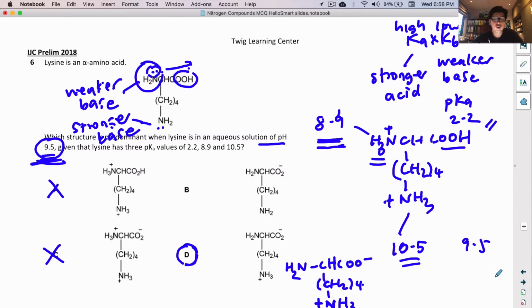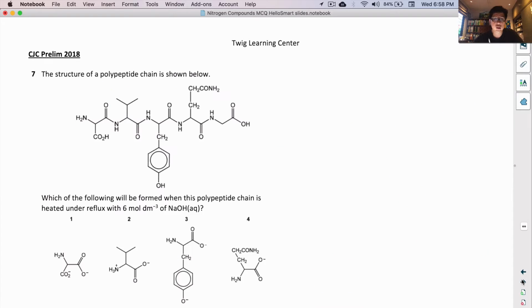Okay, let's move on to the next question. All right, question 7. Okay, look at this structure. Which of the following will be formed when this polypeptide chain is heated under reflux with 6 moles of sodium hydroxide? So this is actually base hydrolysis they're talking about. So which of the following will be formed? Okay, let's look at the options.